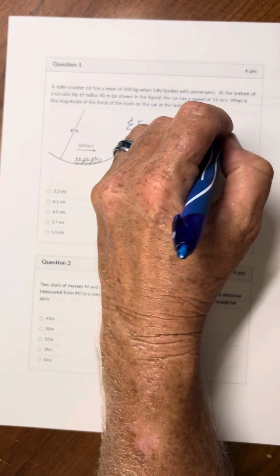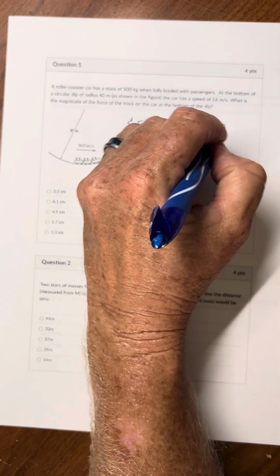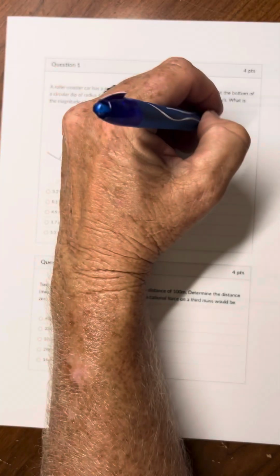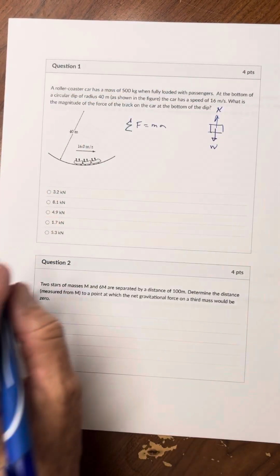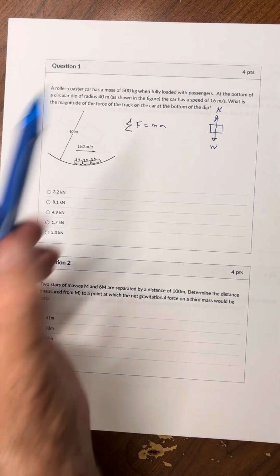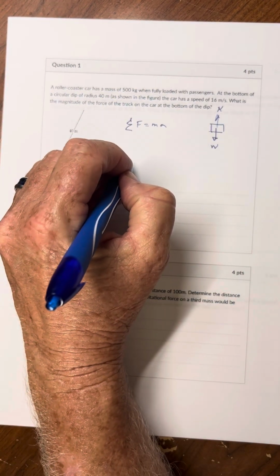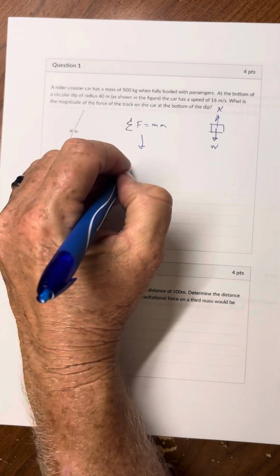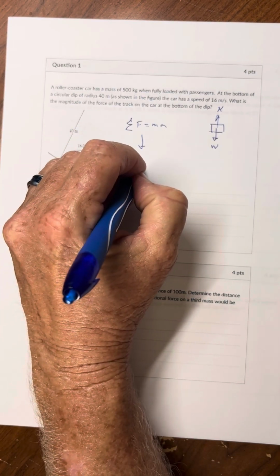If we do a free body diagram, gravity is pulling it down, that's weight, and the track is pushing it up, that's the normal force. And that's it, as you've heard me say many times, it's gravity and everything touching it. So if we apply this, we would have normal force and then weight.